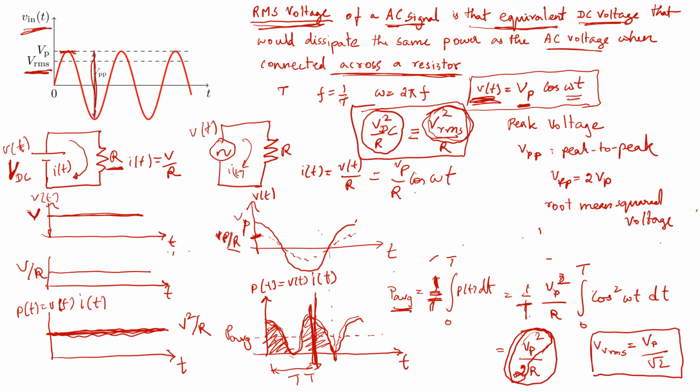Then, once we know the RMS, the power dissipated by the AC signal is simply V RMS squared upon R, which has the same form as the DC power dissipated by the resistor. So it turns out that for all AC signals, unless explicitly mentioned otherwise, the voltage specified by default refers to the RMS value, and the peak value is root 2 times the RMS value.